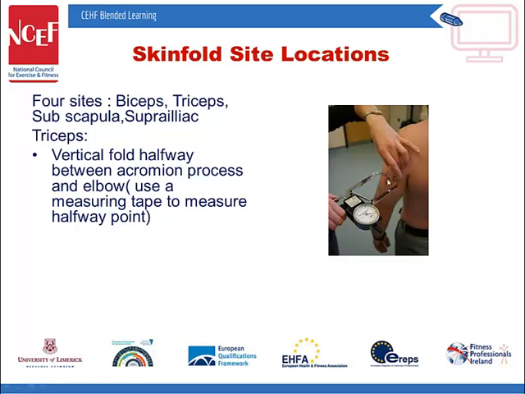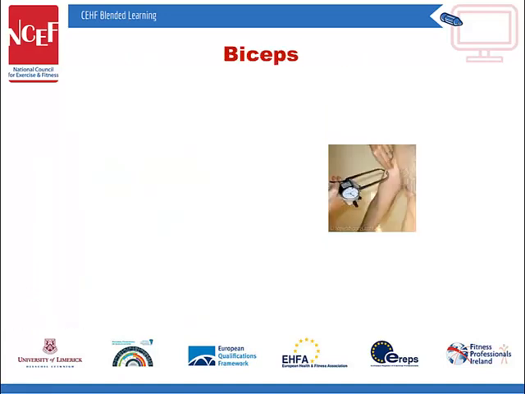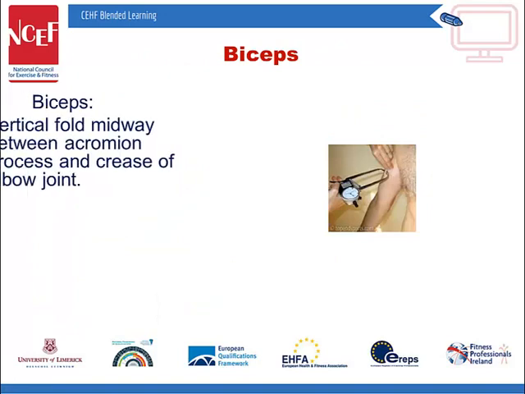So you would pick up the skin just above that point. Make sure the arm is nice and relaxed and it's just down there by the person's side. Pick up the skin with the thumb and index finger, as you can see from the image, and place the calipers 1 centimetre below, and then you're going to read off the dial here at the millimetres. Read the measurement and record. Write it down.